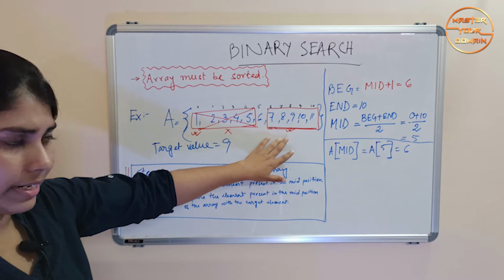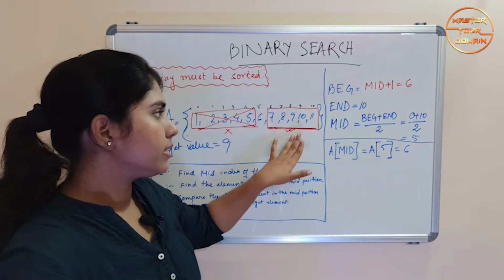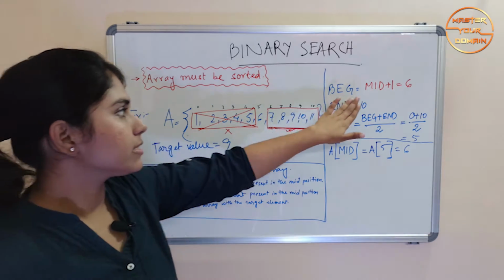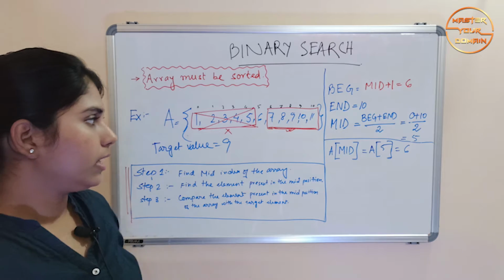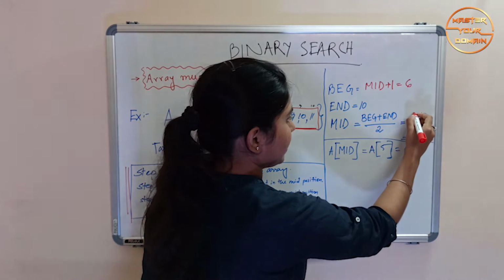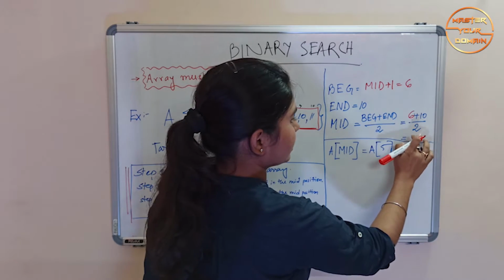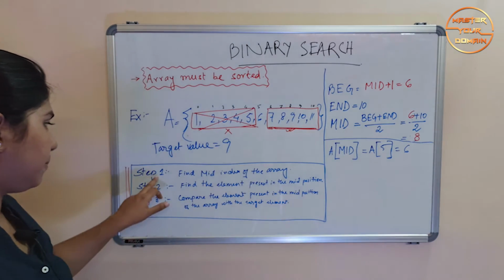Let's again consider this array and just forget about the other array. So our beg is now mid plus 1, so it is 6, and end remains the same, that is 10. So mid is now beg plus end divided by 2, that is 6 plus 10 divided by 2, that is 8. This is our first step.